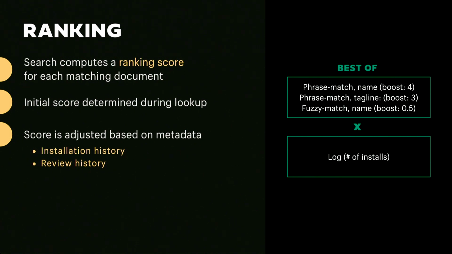We have a little example here. It's only made for illustration purposes. So it's based on these three matches, three fields, you select the best of them and you multiply based on the number of installs. Our actual function is actually slightly more involved. It has more inputs, but the idea is exactly the same.